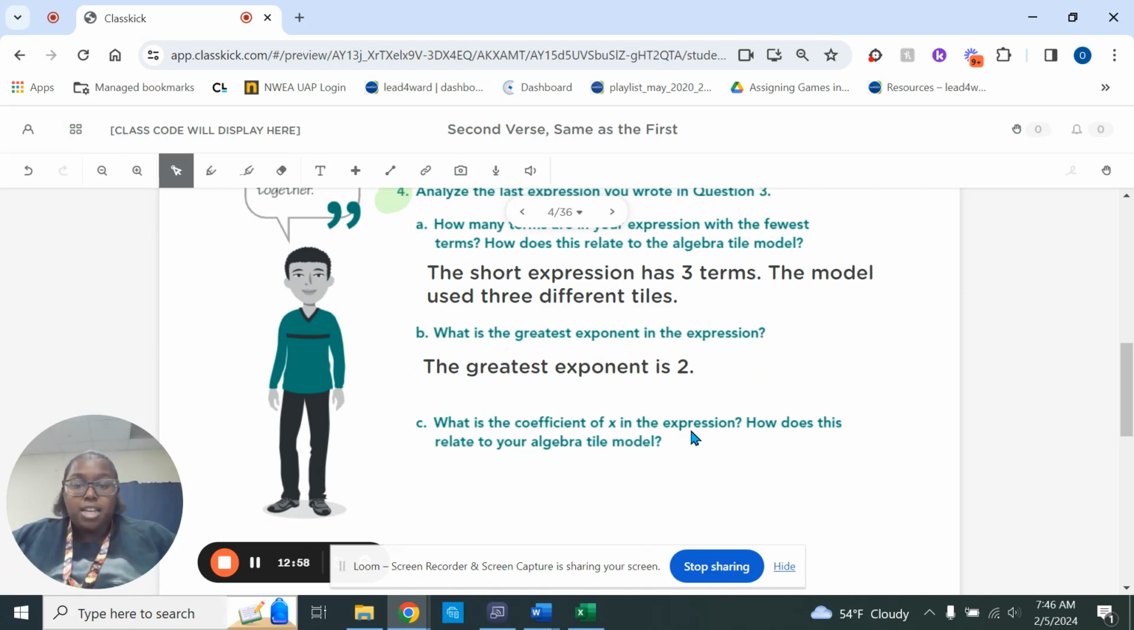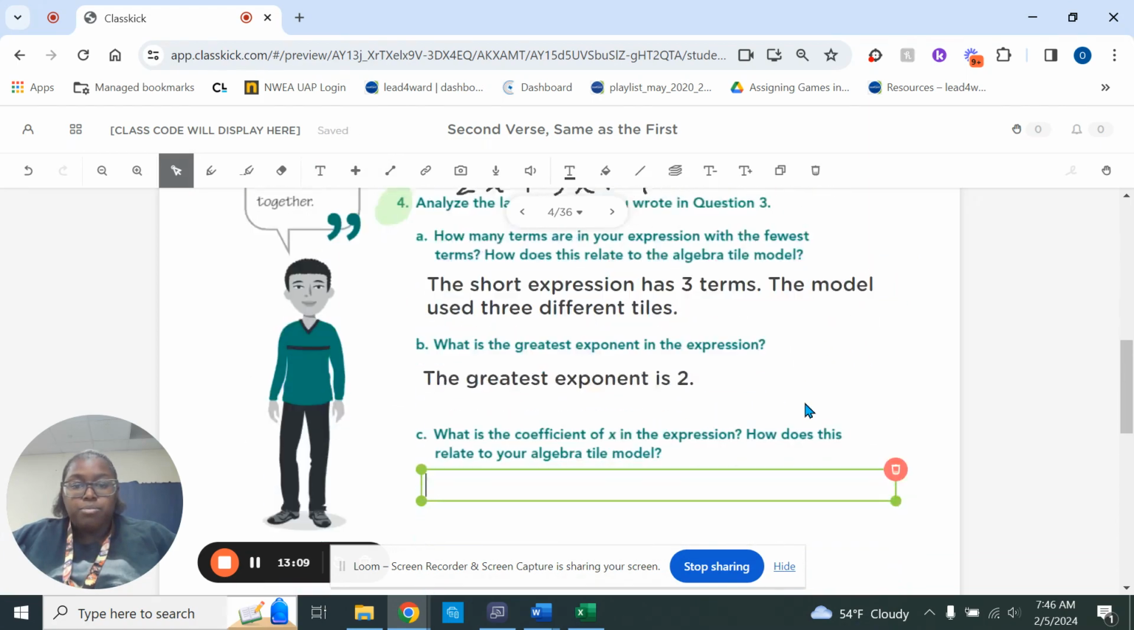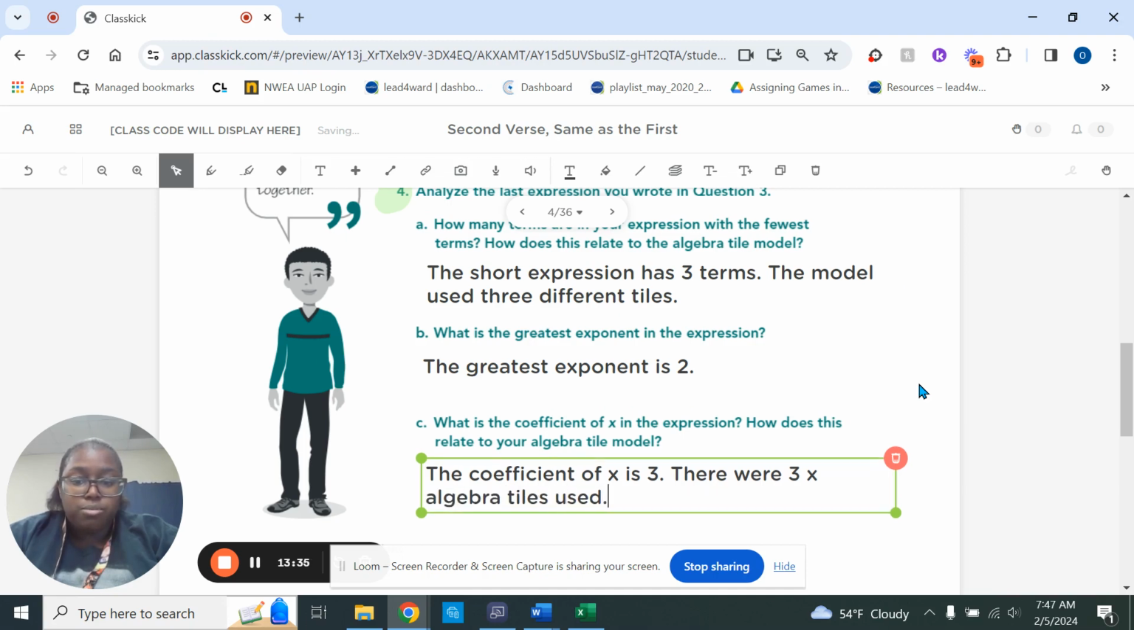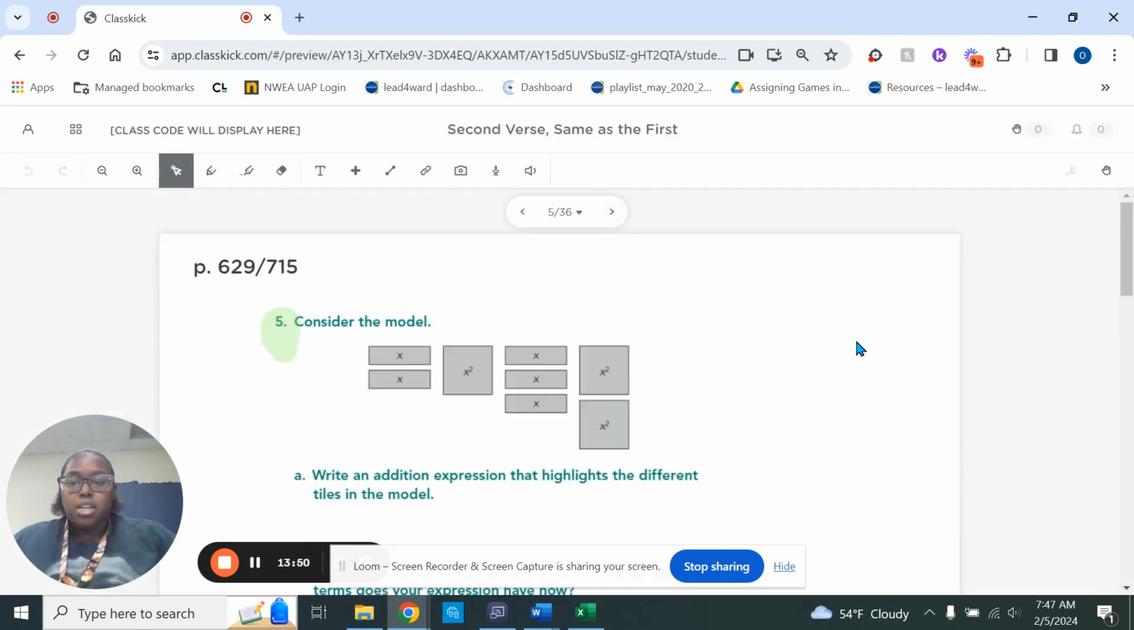What is the coefficient of x in the expression? How does this relate to your algebra tiles? Now, it's not asking about x squared, it's simply asking about x, these tiles. So the coefficient of x is 3. How does this relate to the algebra tiles? There were 3 x algebra tiles used. Because remember, we are no longer writing one-word answers. We are writing sentences to explain ourselves and what we mean in these situations. All right. Let's go ahead to the next one.